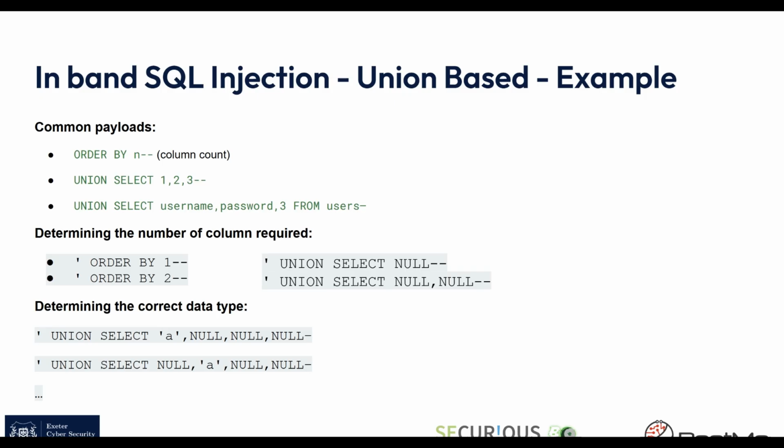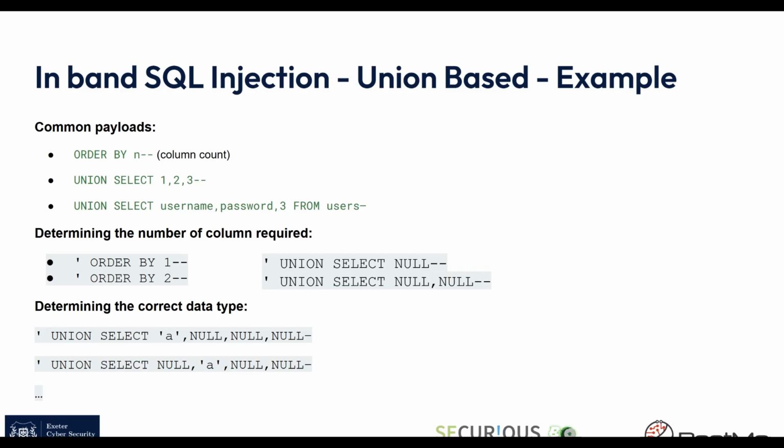So, quick example, a non-exhaustive example for the order by and for the union. You need to imagine that you will do this process until you find something suitable. I just put 2 iterations here, but you understand the example. So, common payloads for union-based.